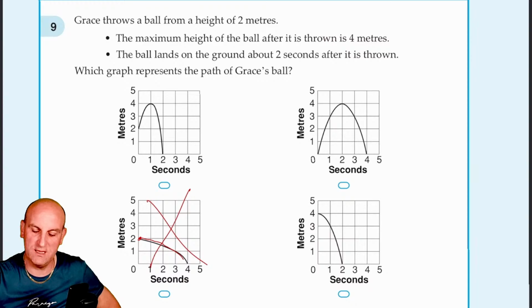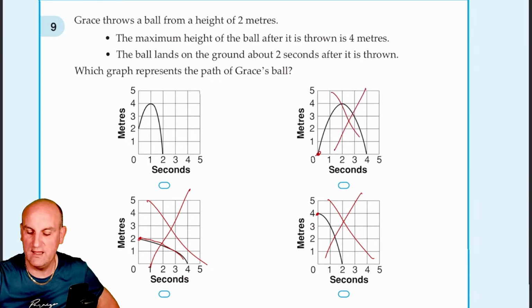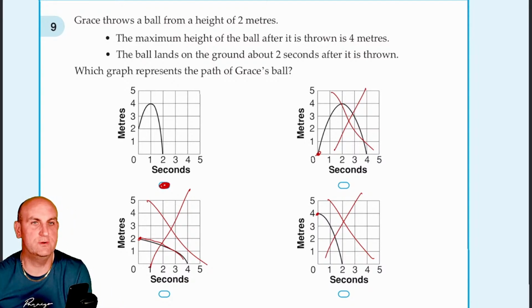Because they say the maximum height of the ball, but again, it says Grace throws a ball from a height of 2 meters. Well, if we look at this one here, that seems to start at 4 meters, so that one can't be true. This one here seems to start at 0 meters. That one can't be true, so it would suggest that that one there is the only one that is actually true. Yeah, so let's just check.